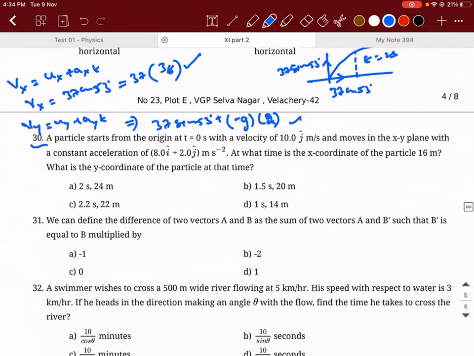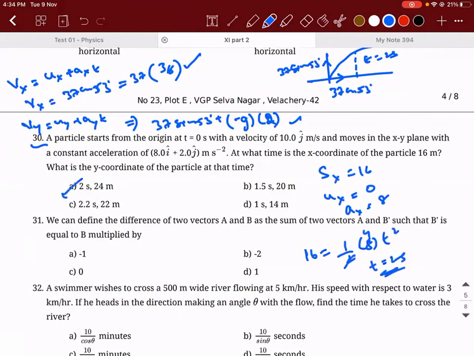So a particle starts from the origin at t is equal to 0 with a velocity of 10 j cap meter per second, moves in the xy plane with a constant acceleration of, this textbook question diagram. At what time is the x coordinate of the particle 16 meter? What is the y coordinate of the particle at that time? So x coordinate is 16. Initial velocity along x direction is 0. Acceleration along x direction is 8. So s is equal to ut plus half at square. 16 is equal to half into 8 into t square, 4. So t will be 2 seconds. 2 seconds, only option is this.